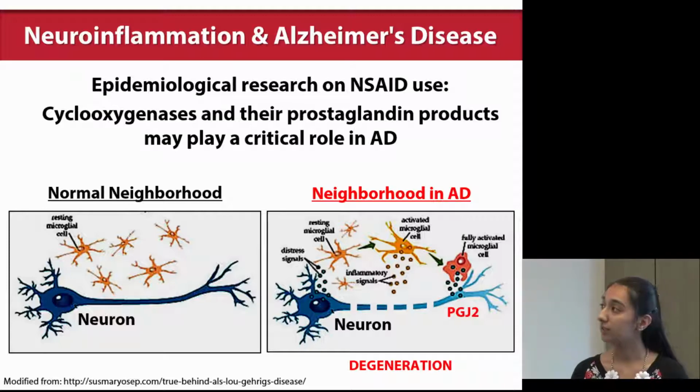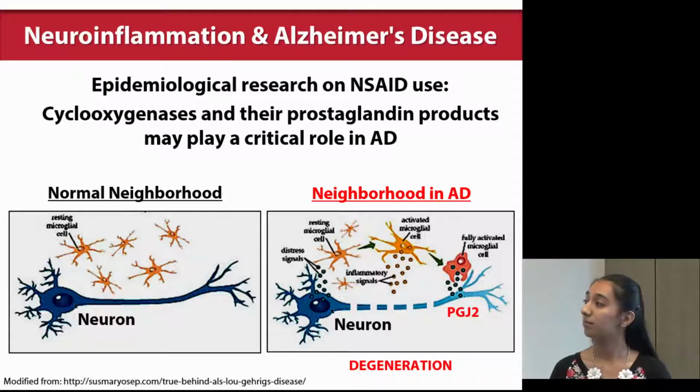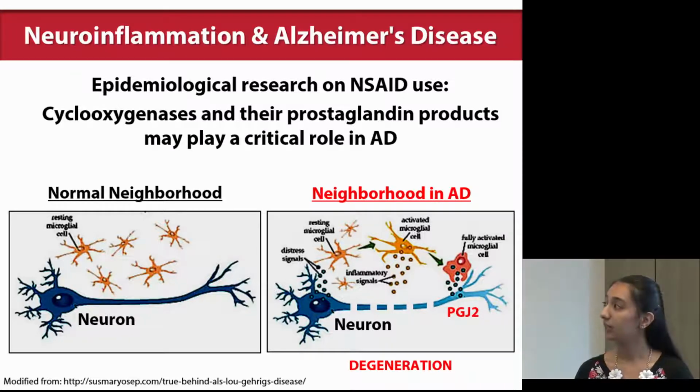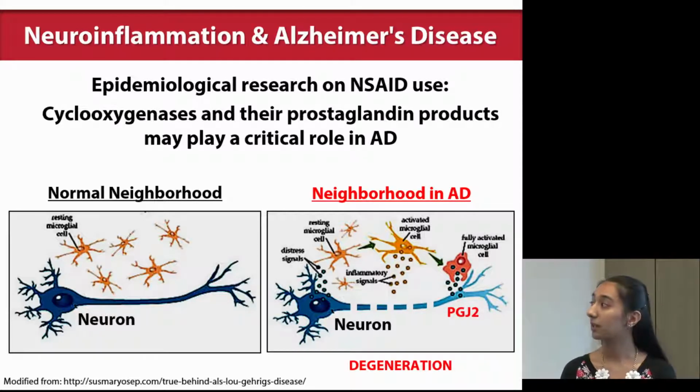As you can see on the left, this is a normal neighborhood of a neuron with its supporting cells as well, which are called the microglial cells. However, in the neighborhood in Alzheimer's disease, the microglial cells are highly activated, which release pro-inflammatory signals, and one of those signals is prostaglandin J2. And as you can see, compared to the processes on the left side, the processes on the right are actually deteriorating, which causes the loss of synaptic connections as well.